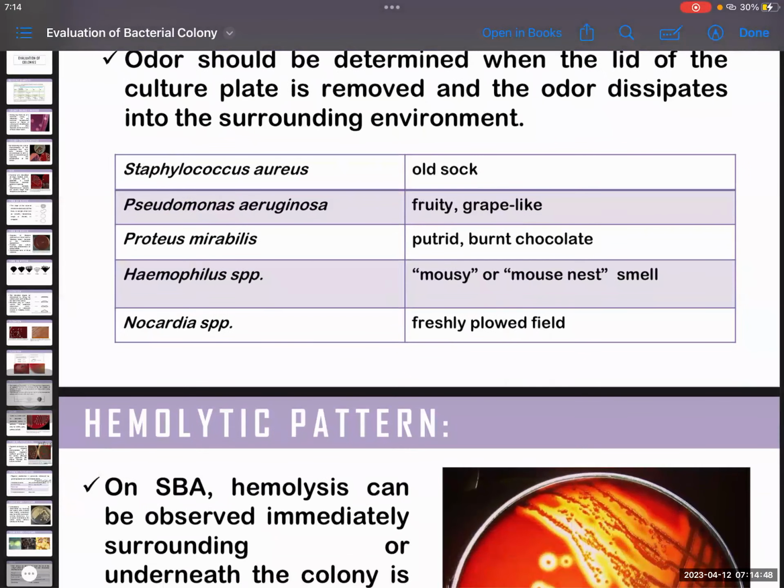For Proteus mirabilis or Proteus species in general, they have that putrid burnt chocolate odor. And for Haemophilus, mousy, ganun daw yung smell niya. Amoy mouse or mousy. And we also have Nocardia, which smells like a freshly plowed field. Maraming types of odor associated with specific organism classes. We also have Eikenella corrodens, having a bleach-like odor, sabi ng mga references, and many others. So I've only enumerated some of the very common ones.